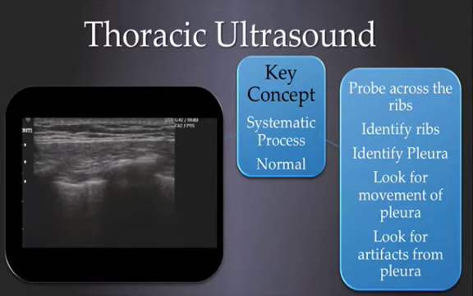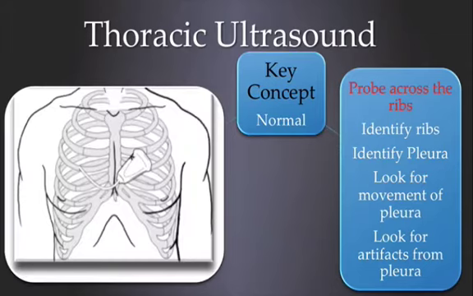So as we go through this lecture, we're going to talk about key concepts. First key concept we need to talk about is having a systematic process for evaluating the lung and the thorax. So the process is listed over here on the side, and we're going to go through each of these one by one. For a typical thorax ultrasound, we're going to start with our probe across the ribs. See here that we have our probes up and down across the ribs so that we can see each of the ribs in our ultrasound field.